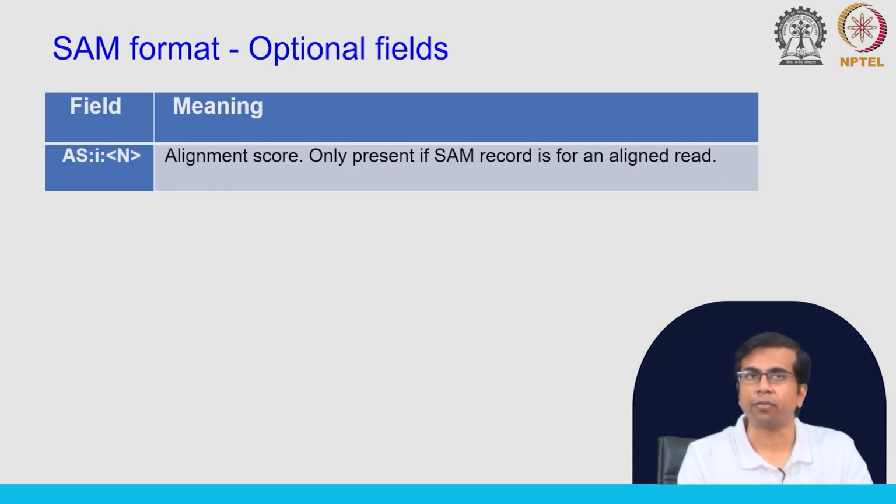Okay. So, here is the first one. Notice carefully, this is given as AS colon. So, that is the tag. Then you have the I, which means we can expect an integer in the value, which is given here within the less than, greater than sign, n. So, I means integer, and we will get an integer value in place of n. This gives us an alignment score, and it is present if you are working with aligned reads or aligned data. Now, with this alignment score, a higher score means you have a better alignment or better matches.